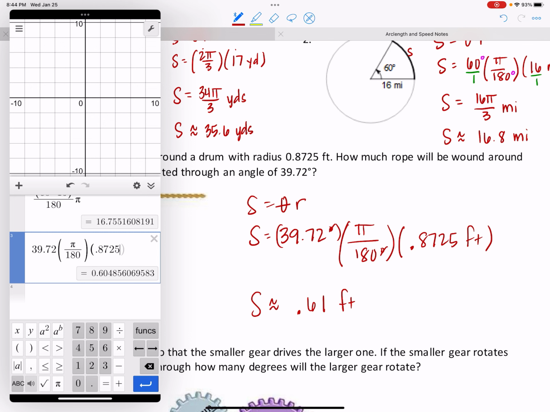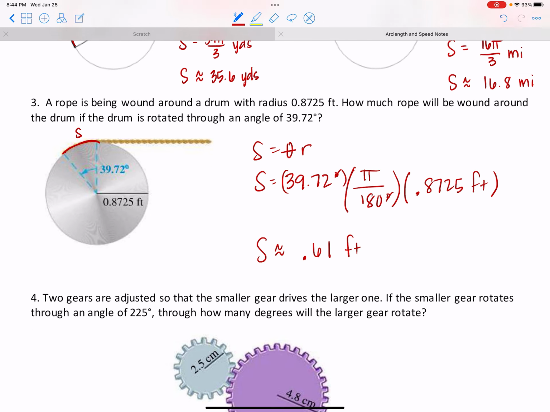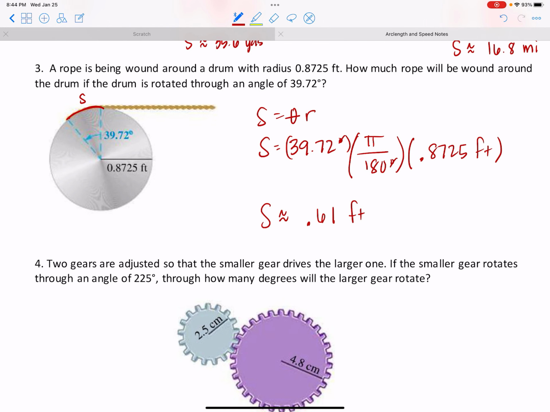And it doesn't specify rounding, so like I said, if you're not told, the more you keep, the better, the more accurate it is. It's just not one of those things I concern myself with unless it tells me. Alright, so there it is. That's the length. Not terrible.